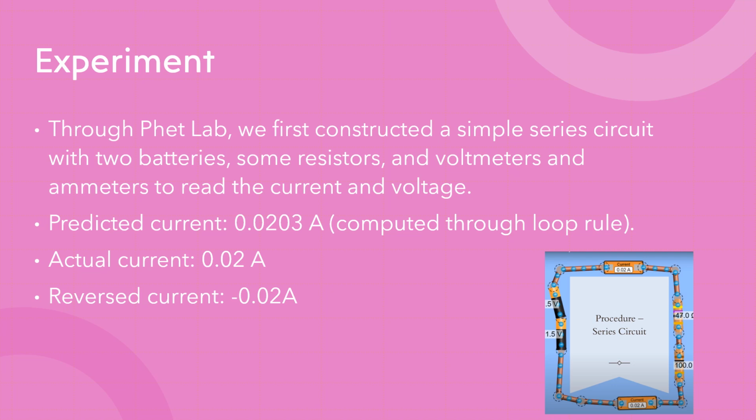All right, so in this experiment, through PhET Lab, we first constructed a simple series circuit with two batteries, a couple resistors, and some voltmeters and ammeters to read the current and voltage. At the bottom right, you can see the circuit I constructed. The predicted current I got was 0.0203 amps. This I computed through the loop rule. The actual current for the experiment was 0.02 amps, and the reverse current was actually the negative of that, going in the negative direction.